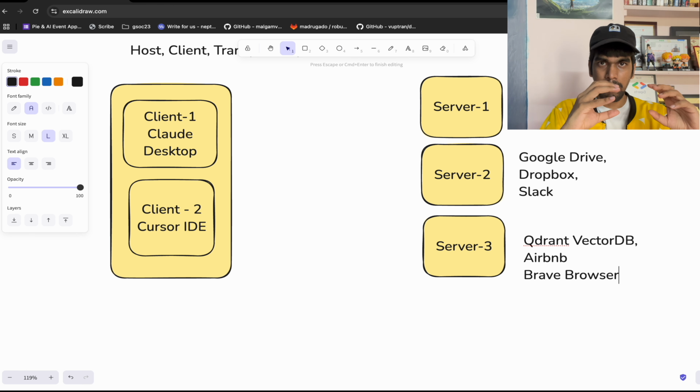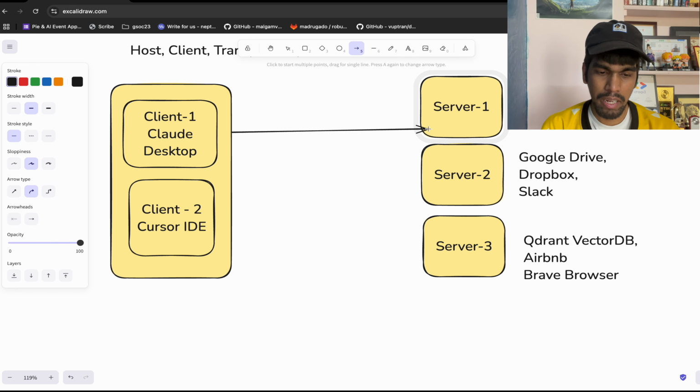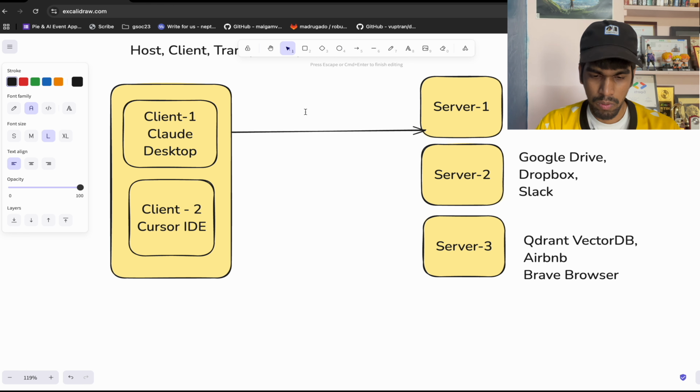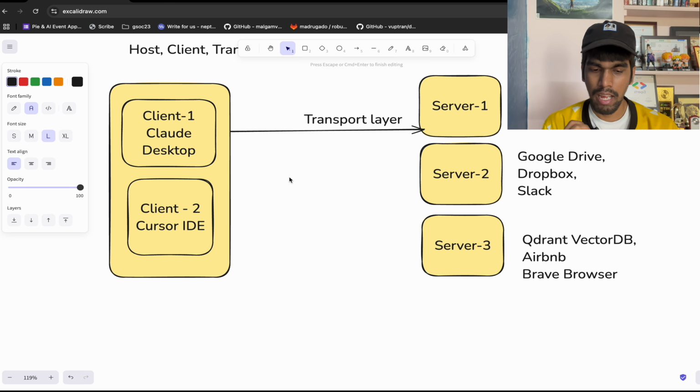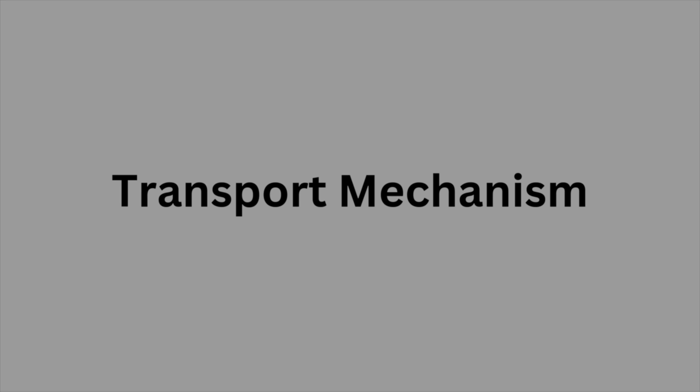Then you have MCP servers, which will fetch the context, model context. Now, how do these two things interact with each other? You have client, you have server. So this is where you have a transport layer between them. So let's understand this transport mechanism, right, on how client and server interact.